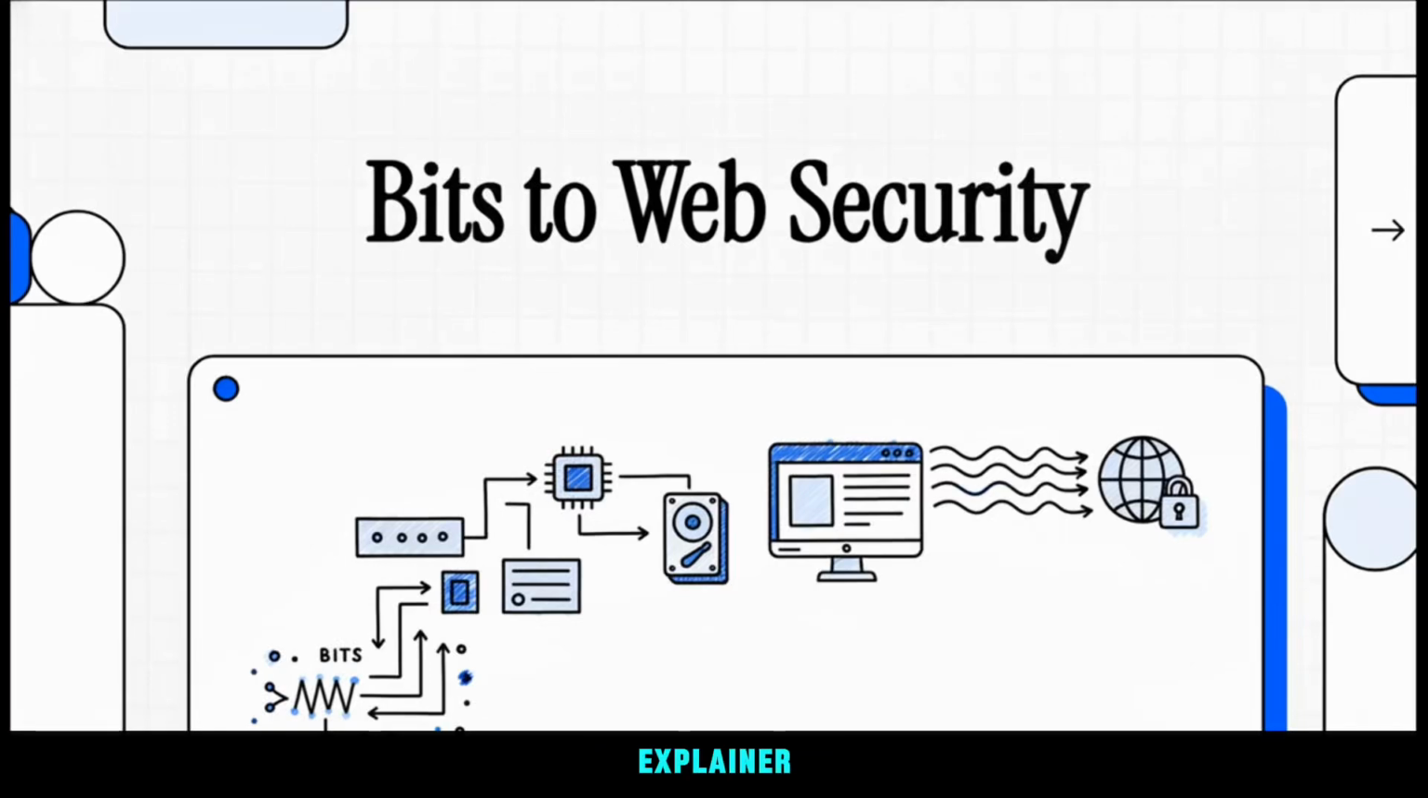Welcome to The Explainer. Today, we're diving into something incredibly cool. We're going on a journey from the absolute lowest levels of computer memory, where literally everything is just electrical signals, ones and zeros, all the way up to building and securing a global web application. It's going to be a fun ride, so let's see how all these pieces snap together.